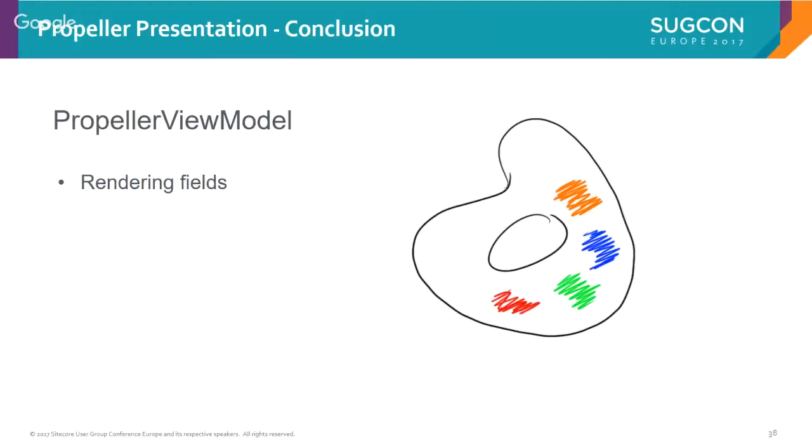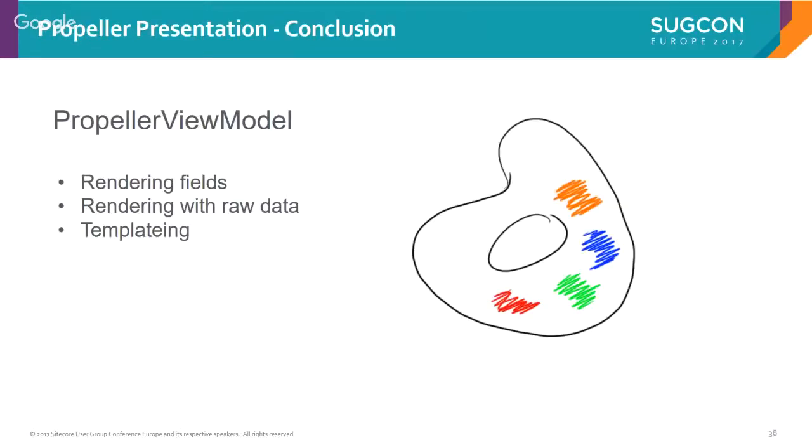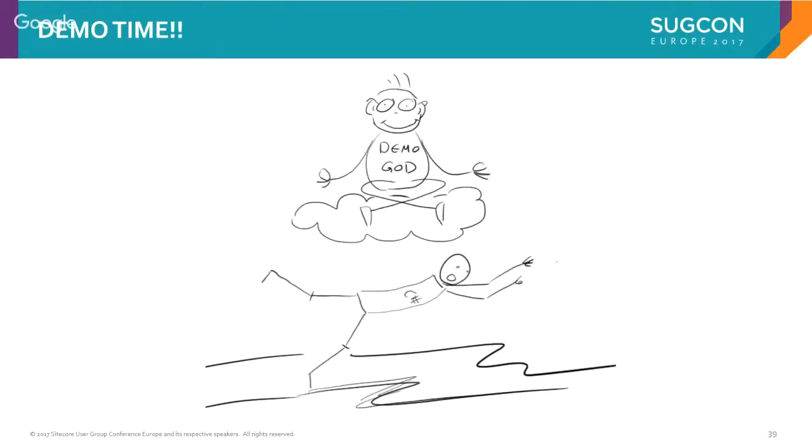Quick recap: rendering fields use the existing logic from Sitecore. We can render raw data, and we can leverage templating to do custom rendering and still support the experience editor. So I think it's time for a live demo. We'll be crossing our fingers that everything goes all right.